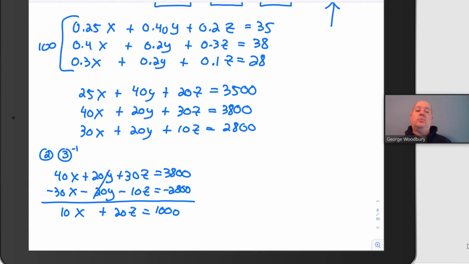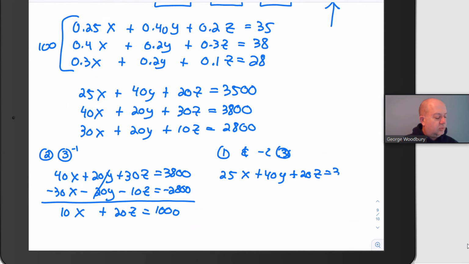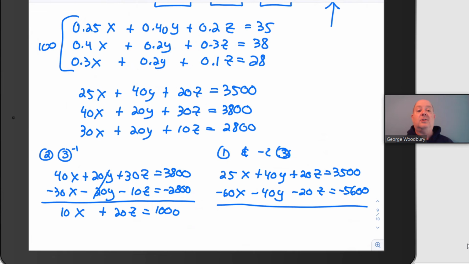I can combine equation 1 with equation 3 by multiplying equation 3 by -2. That's going to give me 40y and negative 40y. So I'm going to copy down equation 1, 25x plus 40y plus 20z equals 3,500. And multiplying equation 3 by negative 2, and by the way, I could have done equation 2 the same way, negative 2 times equation 3 is negative 60x minus 40y minus 20z equals negative 5,600. This is pretty fortunate because I'm looking to get rid of y, but I'm actually getting rid of z at the same time. Doesn't happen a lot.